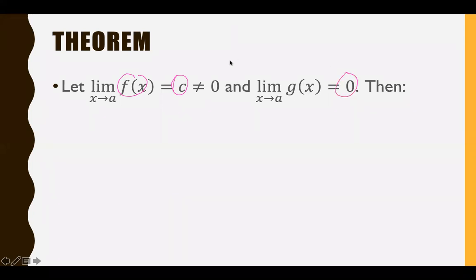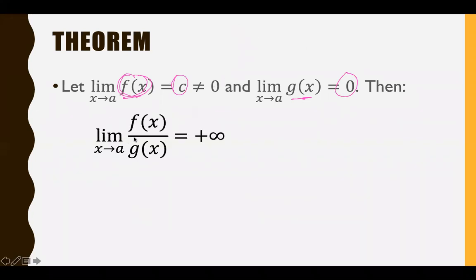In this specific theorem, I just want to emphasize we have two functions, f of x and g of x, wherein the value of f of x is a constant c, and c must not be equal to 0. And our second function, g of x, has a value of 0. So what if we are in this format? What if we solve the value of the limit of, it's in rational form, the first function f of x over the second function g of x as x approaches a? It will be equal to positive infinity if given these two conditions.